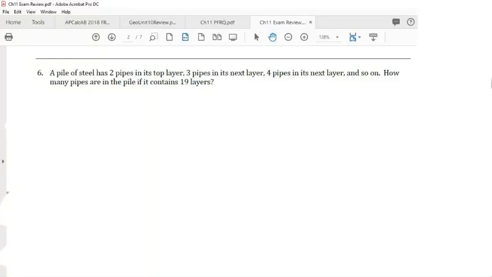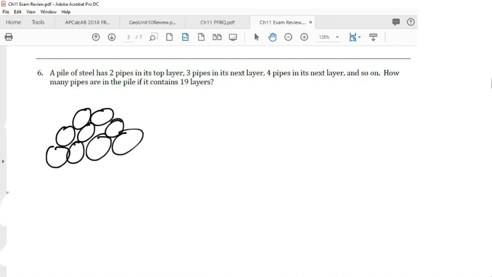All right, we got pipes in a pile. So on the top layer, there's 2? Yes. And the next one, there's 3? Yeah. Oh, man, this is a really bad drawing. They should all be touching each other. But no, there's a gap right here.